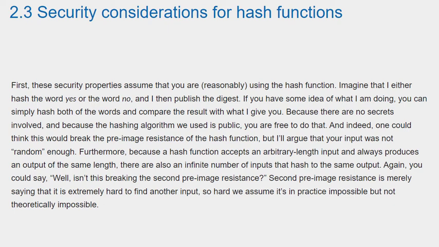Furthermore, because a hash function accepts an arbitrary length input and always produces an output of the same length, there are also an infinite number of inputs that hash to the same output. Again, you could say, well, isn't this breaking the second preimage resistance? Second preimage resistance is merely saying that it is extremely hard to find another input. So hard, we assume it's in practice impossible, but not theoretically impossible.